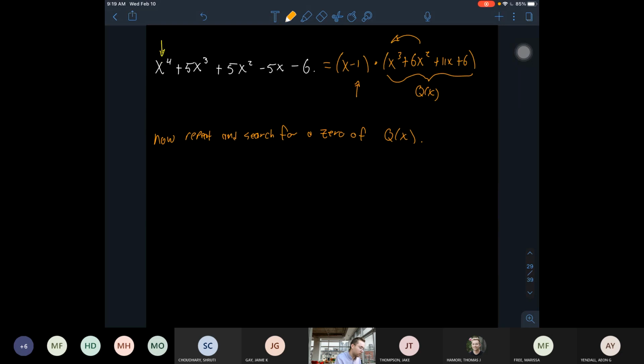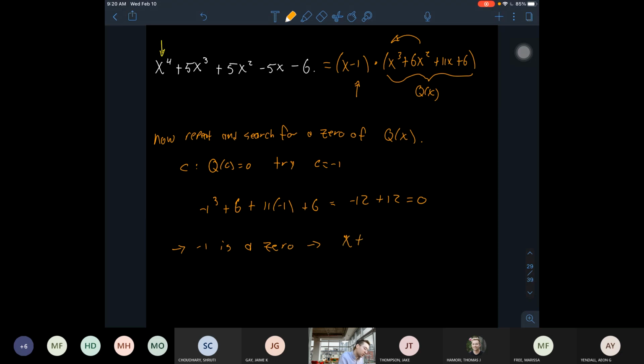So I want to look for c such that q of c is equal to 0. The next one I would probably try is -1. Looks like it's going to work for that one. We would get -1 cubed plus 6 plus 11 times -1 plus 6, which is -12 plus 12, equal to 0. Therefore, -1 is a 0.